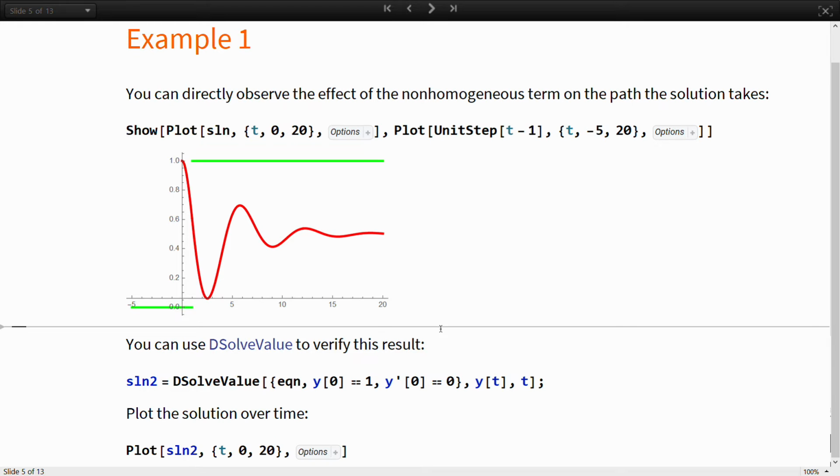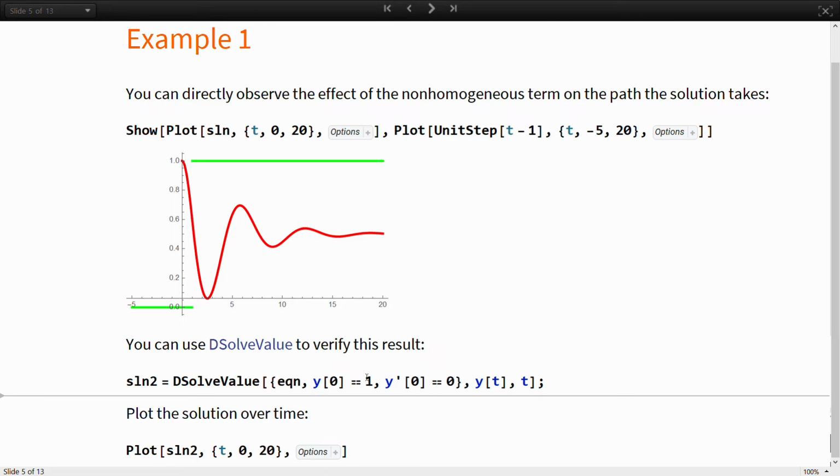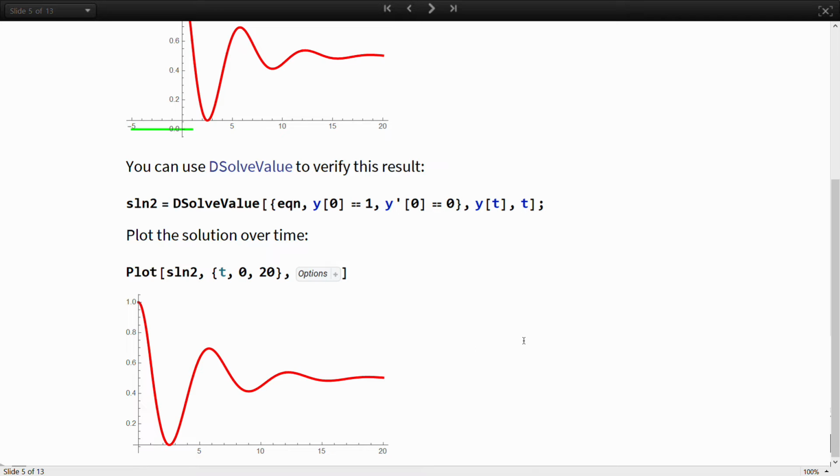Now let's compare the result we found with the result from DSolve. We can see that the solution DSolve found and the solution we found using the Laplace transform are identical.